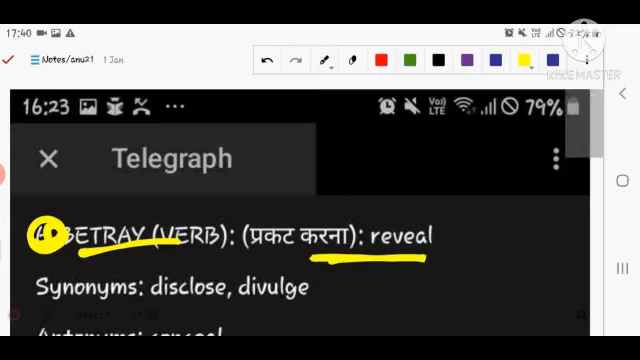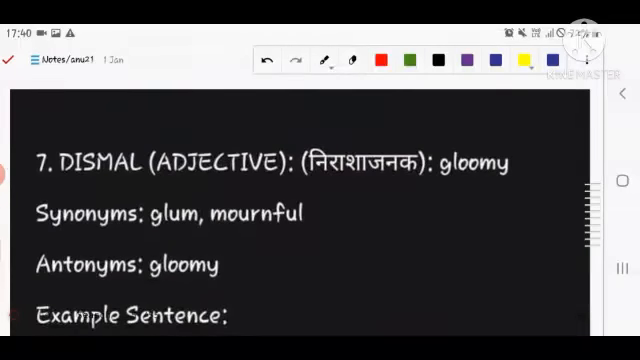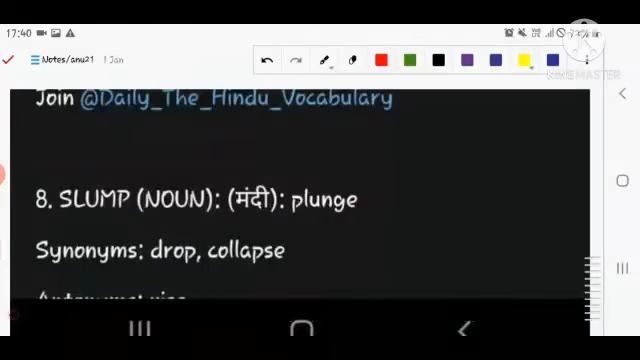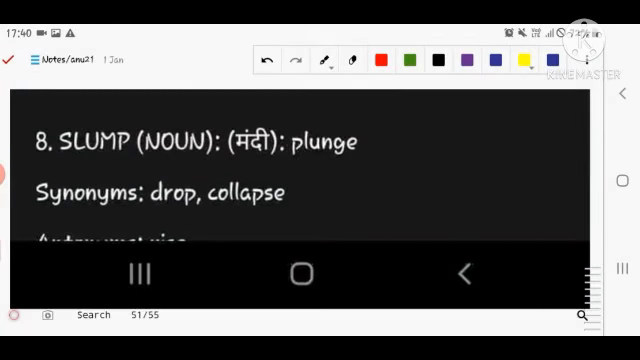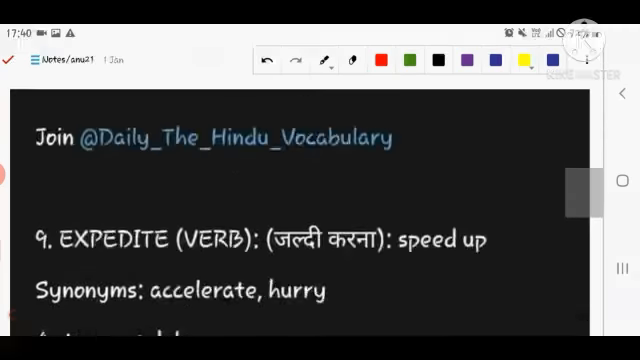Betray is nothing but to reveal. Synonyms are disclose or divulge. Dismal is gloomy, a dreadful situation. Slump is nothing but a plunge, or when the rupee value is depreciated, that is known as a slump. Okay, plunge, drop.